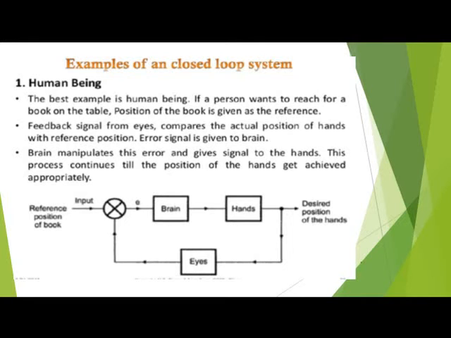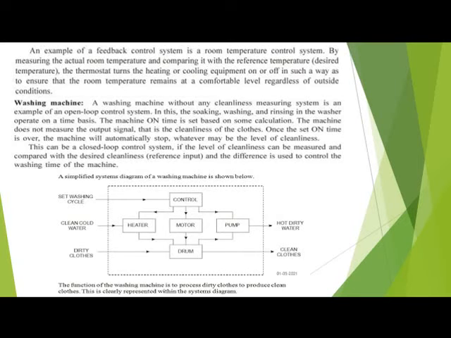Next, a simple feedback control system is the room temperature control system. By measuring the actual room temperature and comparing it with the reference, the desired temperature, the thermostat turns heating and cooling on and off. The room temperature remains comfortable at that level regardless of the outside. Another example is the washing machine.